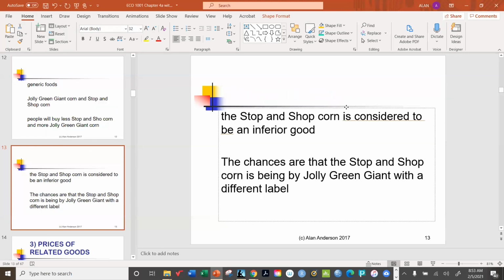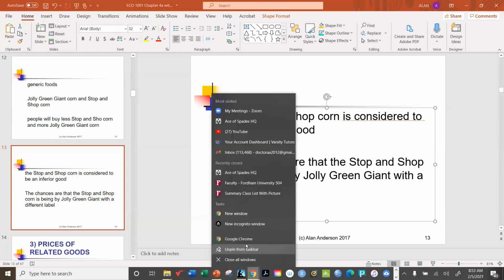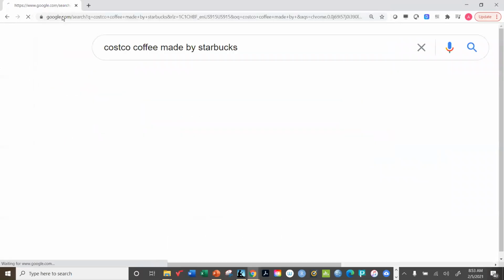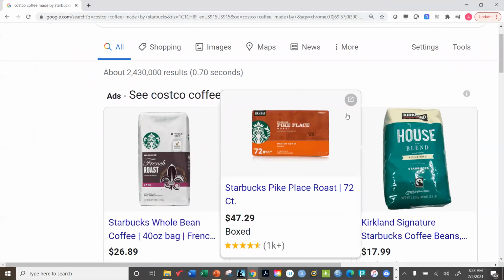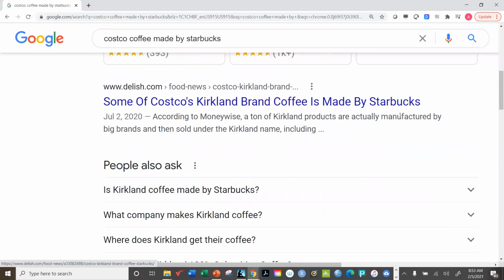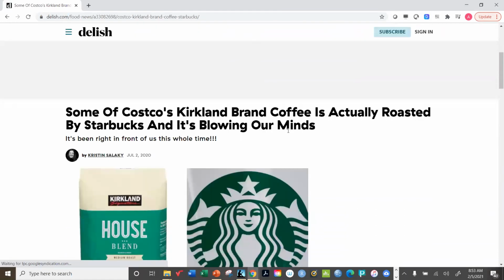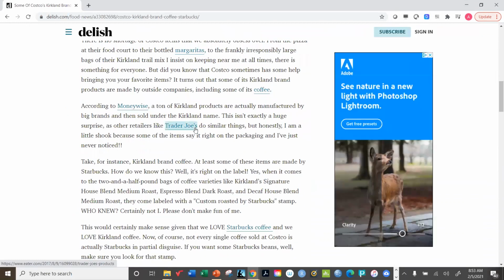Like I said, I don't really know if it's possible. Let's check this out for a second. Let's see. Kirkland is their brand name. It says here "some of it." All right. I don't know what that means, but apparently this is not a secret. Some of its Kirkland coffee is actually roasted by Starbucks, and it's blowing our minds. You see that? According to MoneyWise, a ton of Kirkland products are manufactured by the big brands and then sold under the Kirkland name.